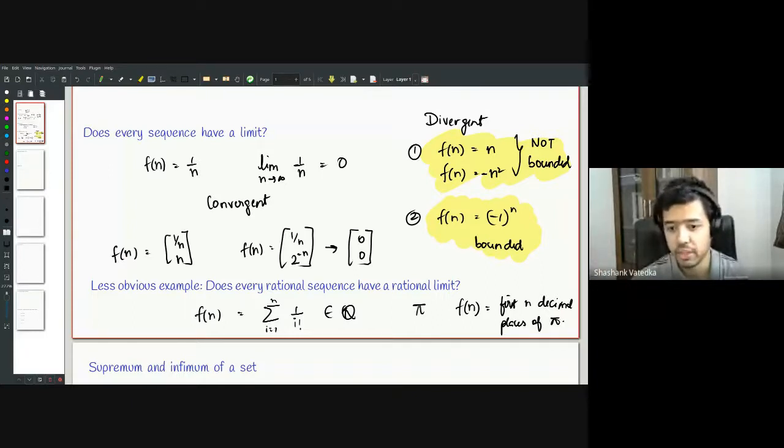So here for every finite n, it's a rational number, but it does not converge to a rational number. It converges to an irrational number. Okay, and this is an example of a rational sequence that does not converge to a rational number. Okay? So you have to be careful in defining.